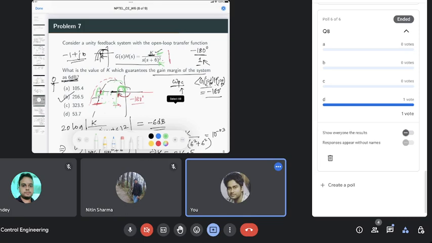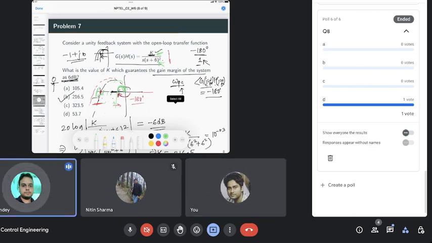So that instability point, you want to avoid that, okay. This is the -1 point, that is, -1 means it has a magnitude of 1 and an angle of -180 degrees, right?